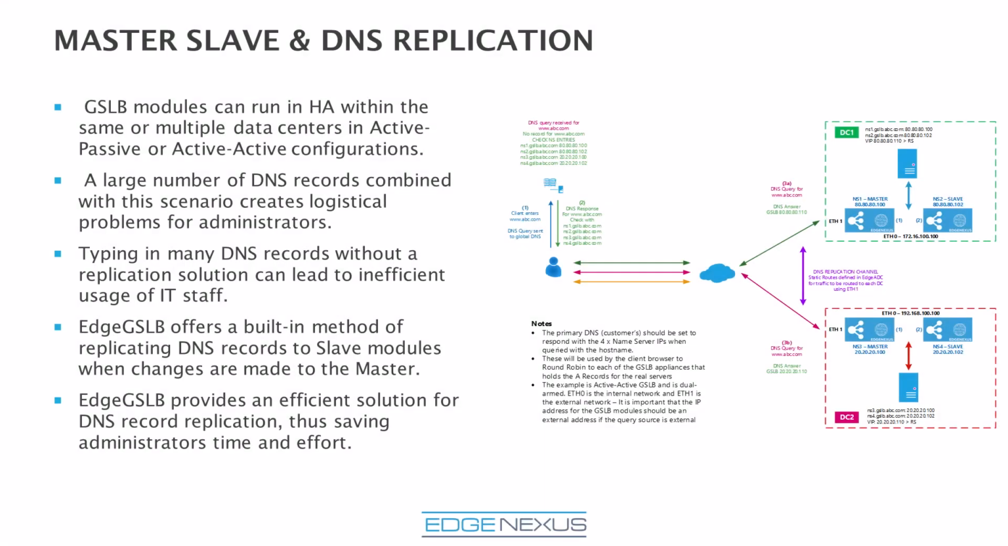The master-slave concept and DNS replication. You may have instances when you have a pair of GSLB modules running in HA within the same data center, or across multiple data centers running in active-passive or active-active. This scenario, coupled with having a large number of DNS records, creates logistical problems for the administrator. IT staff can end up typing in all the records without an adequate solution for replicating the DNS records, leading to inefficient usage. The EdgeGSLB has a built-in method of replicating the DNS records to slave modules when changes are made to the master, using the master-slave concept to replicate DNS data.